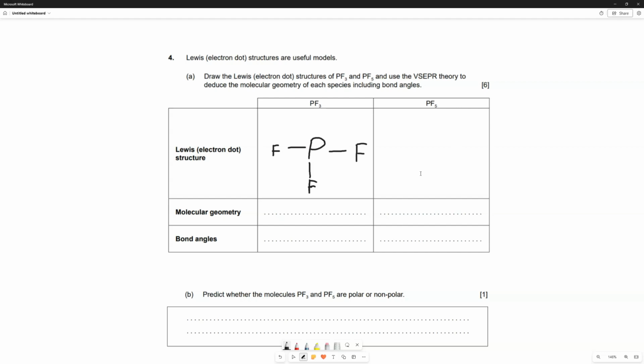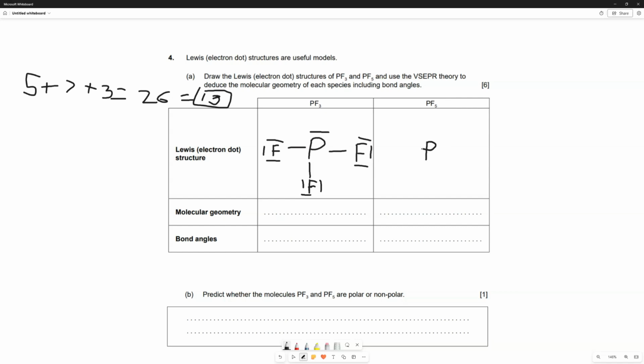And since we have 3 fluorines, it would be 5 plus 7 times 3, which gives you 26. Divide this by 2, you get 13, meaning you have 13 bonds in this compound. So we have 4 here, 8 here, 12 here, and since we need one more bond, it will be a lone pair. Same process followed for phosphorus pentafluoride.